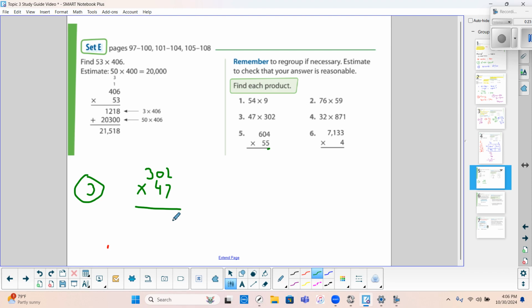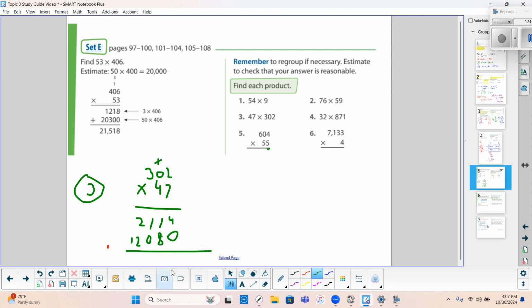7 times 2 is 14. Carry the 1. 7 times 0 is 0, plus 1 is 1. 7 times 3 is 21, so I'm going to bring down 21. Next, we have to put our place value 0 holder, because this isn't really 4 times 2, it's 40 times 2, but I'm going to call it 4 times 2 for the purpose of what we're doing here. 4 times 2 is 8. 4 times 0 is 0. 4 times 3 is 12.